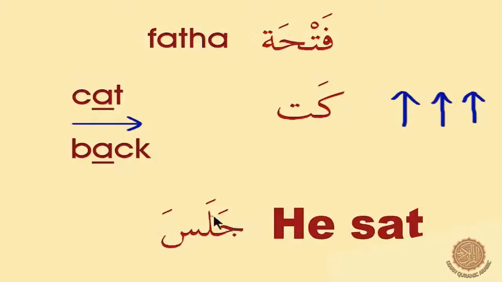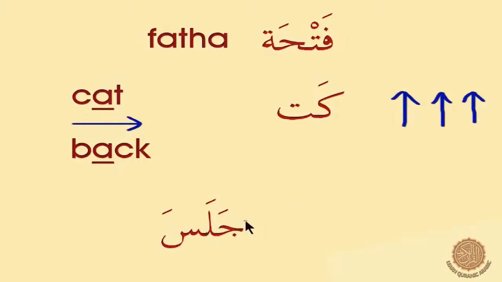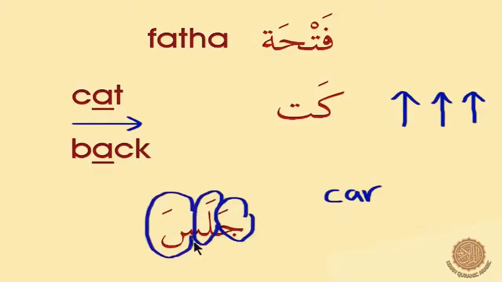And notice we don't elongate. There's no elongation of the a sound. So we don't say ah, like in, for example, when we say the word car. It's car. It's not car. So this will be one syllable. That's another syllable. And that's another syllable. So there's three syllables. Ja, la, sa.